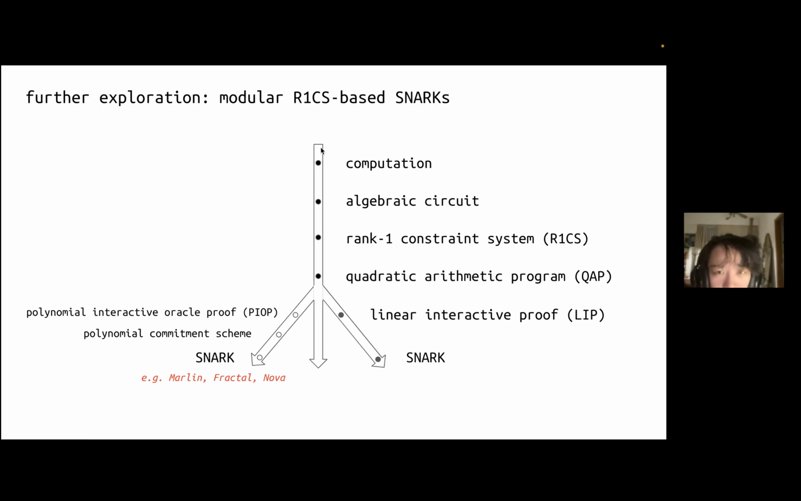Whereas modern R1CS based SNARKs are more modular. From the computation up to the QAP, it's the same. But instead of doing an LIP here, they check the QAP using a different information theoretic model called the polynomial interactive oracle proof. The advantage of this is that it can then be compiled with any polynomial commitment scheme, so you don't have to use something that's pairing based. For example, Fractal uses FRI. I think Marlin does use the KZG commitment scheme, which is still pairing based, but you don't have to.